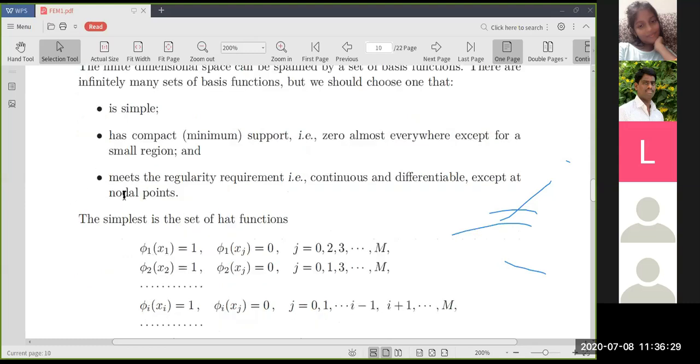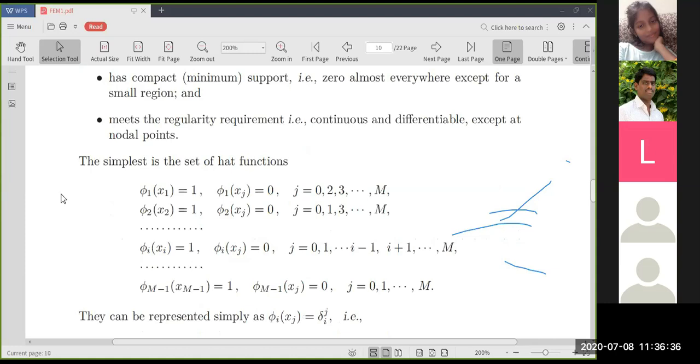Then it should meet the regularity requirements. That is, it should be continuous and differentiable except at nodal points. The simplest idea is the set of hat functions. Simply we try to take what is called a hat function. So phi1 of x1 is equal to 1, etc.